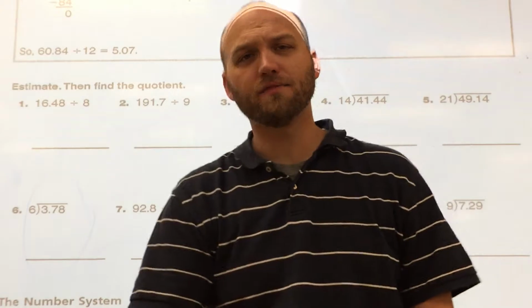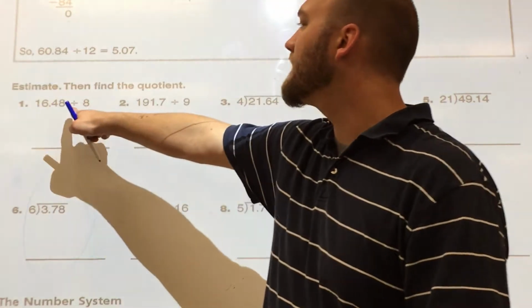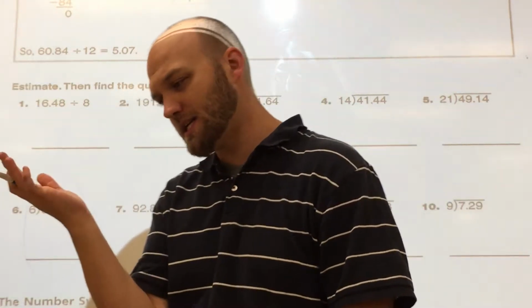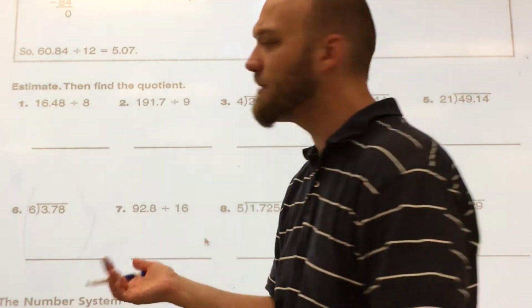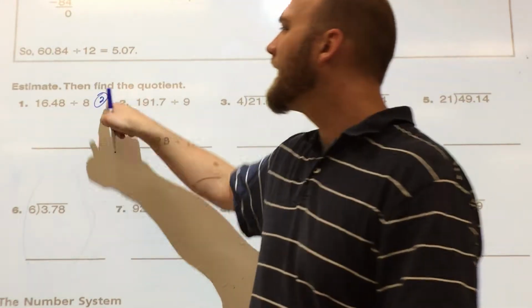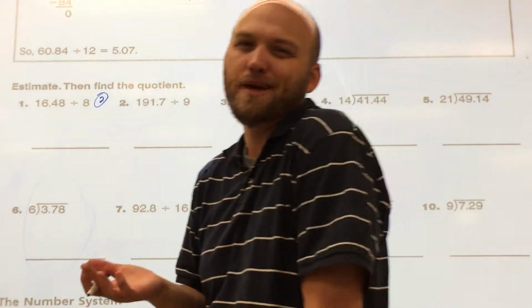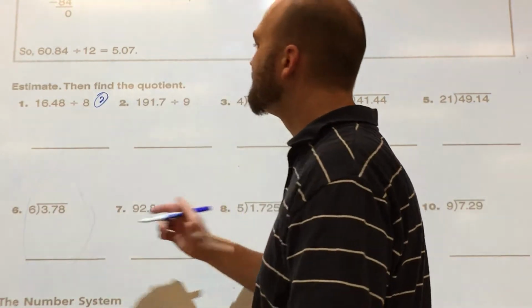If we do estimate right off the bat, we're going to see that 16 and 4800ths divided by 8. Well, 16 and 4800ths is close to 16. 16 divided by 8 should give me somewhere in the ballpark of 2. I'm going to just mark that as a reminder for myself. There's my estimation. That's all I really had to do.